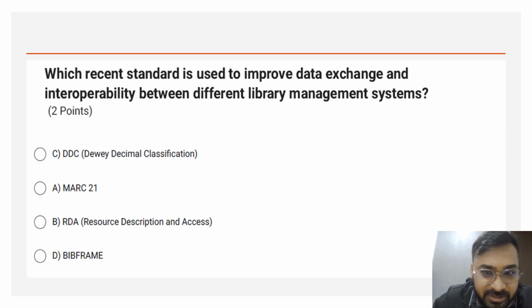Which recent standard is used to improve data exchange and interoperability between different library management systems? So that is no, the disease classification system. No, MARC 21 not, RDA no, it is BIBFRAME for interoperability, to improve data exchange. Data exchange interoperability means one data set can be compatible with the other data set. Interoperability.